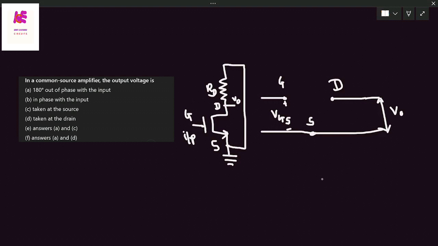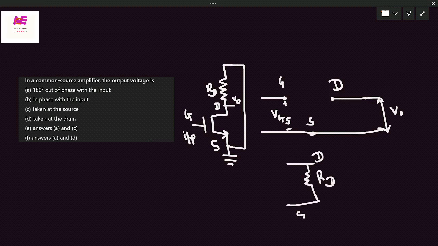We need to consider the current which is flowing through the drain terminal. The MOSFET has an internal resistance. Small internal resistance means RD, and capital RD, as I mentioned, is a resistive load. So if you go through the small signal analysis, as I consider, this is the drain terminal, this is RD. We know that the other terminal of RD is connected to the source, that is ground.